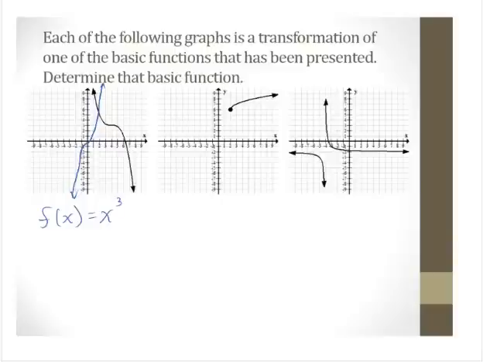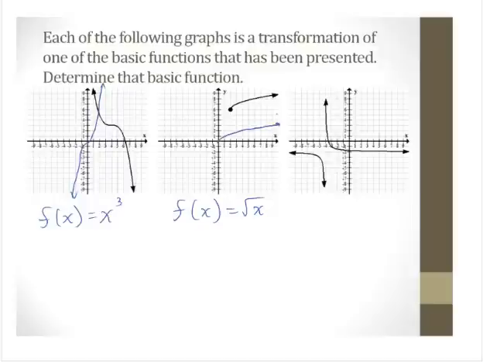Our second graph, notice it has a starting point but doesn't continue to the left. Which function does that? The square root function. Remember, the square root function looks roughly like this. So that looks like a square root function. It's been shifted right and up, but it looks basically the same.